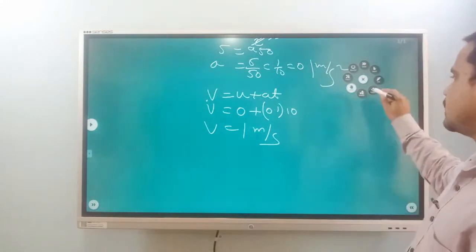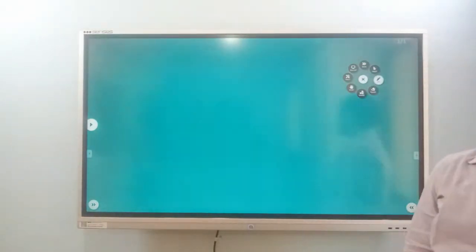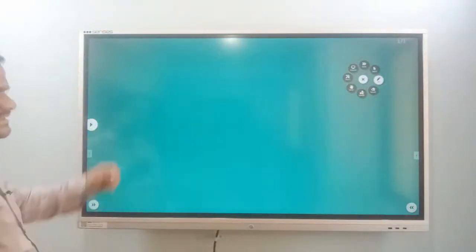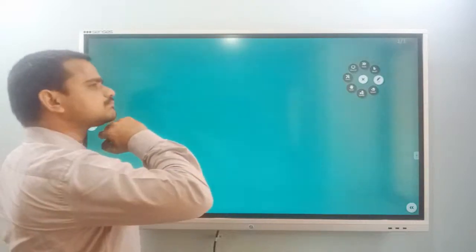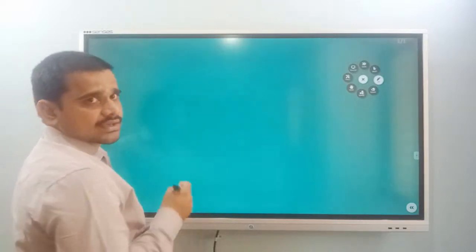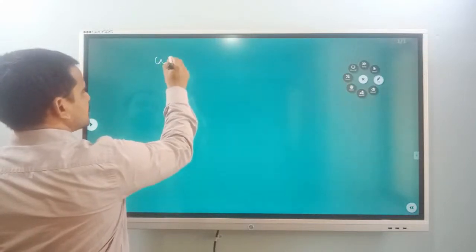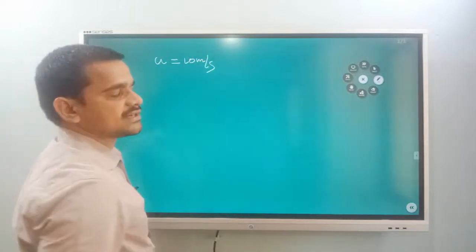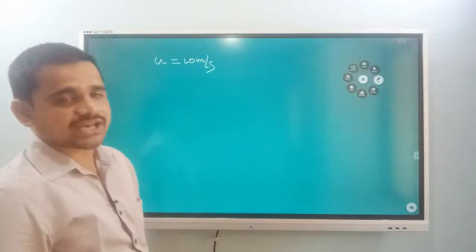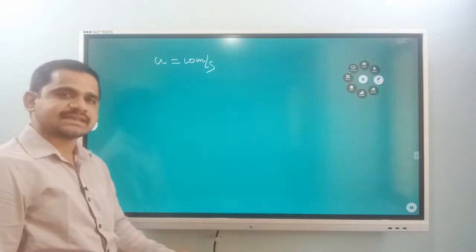Now let us see one more example, basic examples, no problem. That is the easiest one I'm seeing here. Let us see one more. Take it, a body is starting with a velocity of 10 meter per second. A body starts from 10 meter per second.